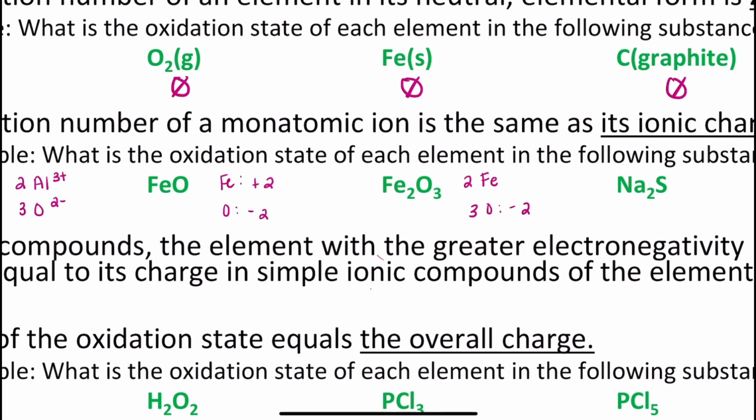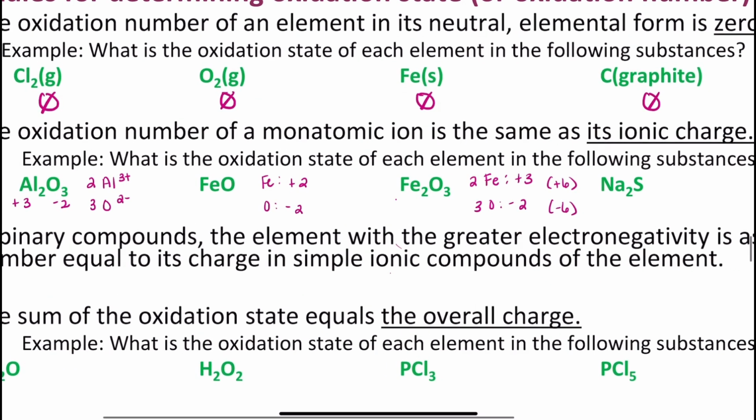But I have 3 oxygens. Each oxygen is a -2. So overall, the compound is a -6 charge from oxygen, which means that the compound has to be +6 from the iron. I have 2 of them, so each iron would be a +3 charge. So iron +3, oxygen -2.